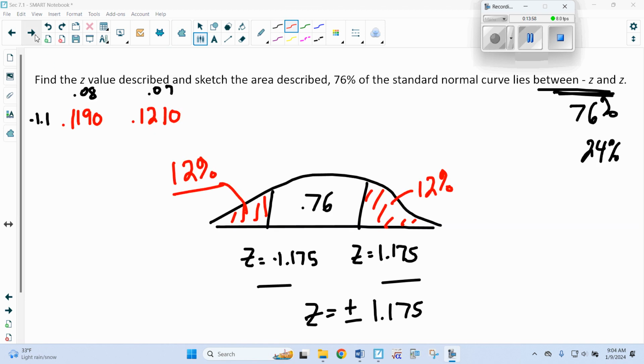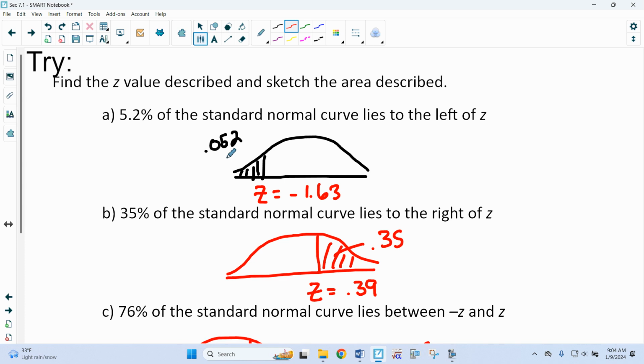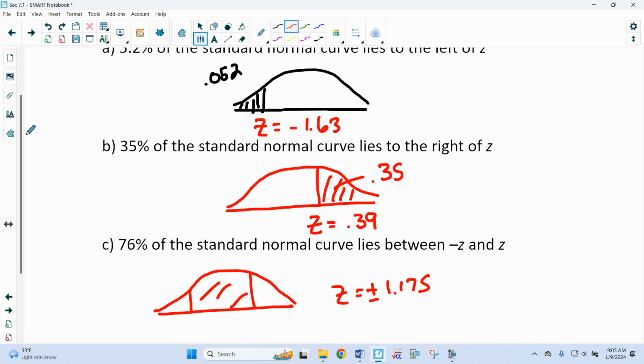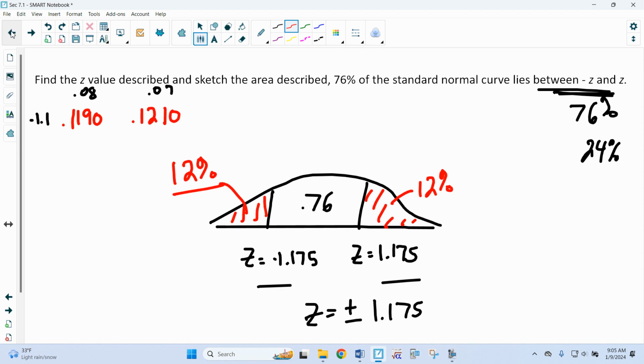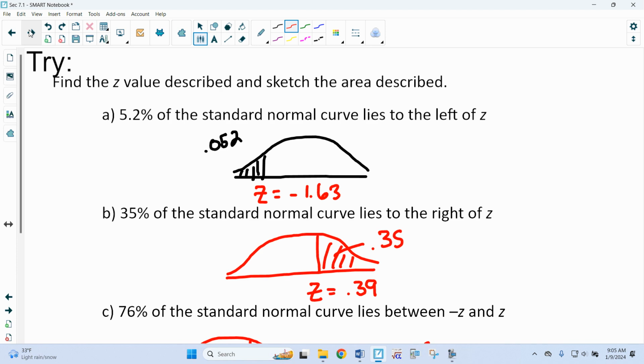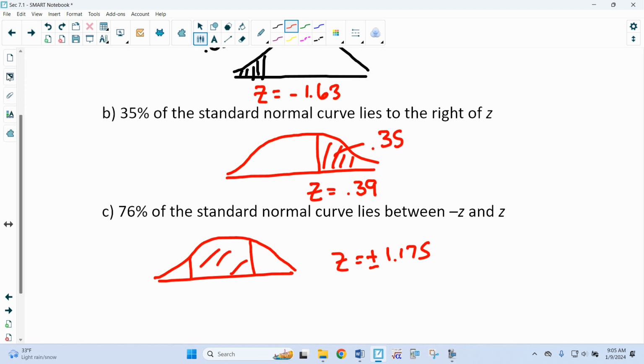All right, so here are our answers. The first one, 0.052, we get negative 1.63. For the right of 0.35, we get Z as 0.39. And then I realized I was doing the answer one. Hopefully every single person got part C right, because part C, plus or minus 1.175, was just the exact last example we just did. I didn't realize I forgot to change the number when I cut and pasted that problem down there. So hopefully everybody got that one right.